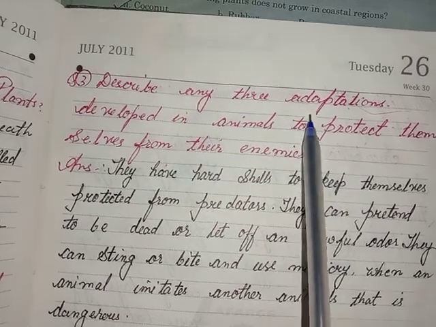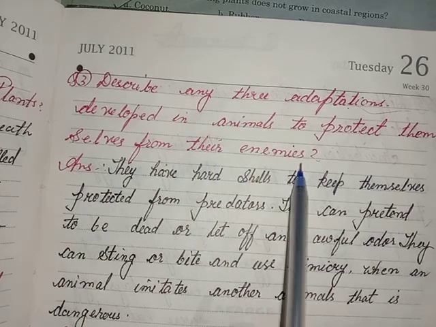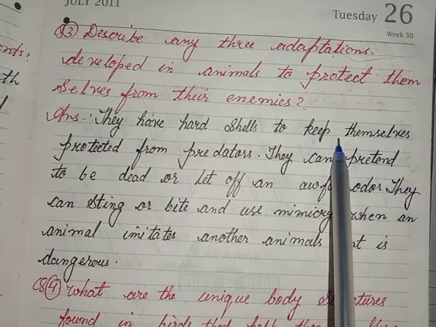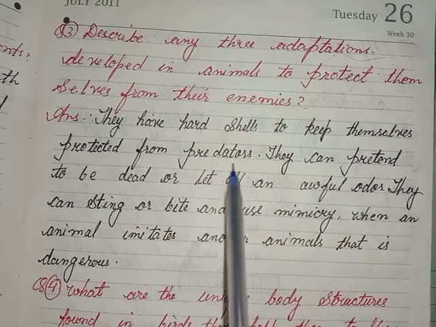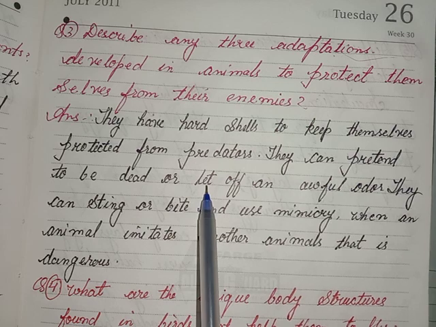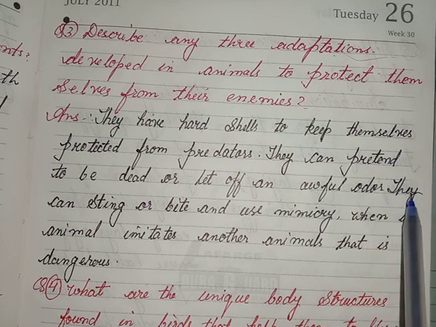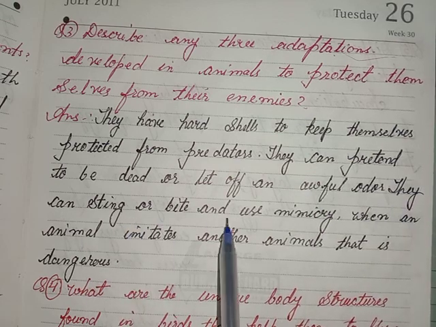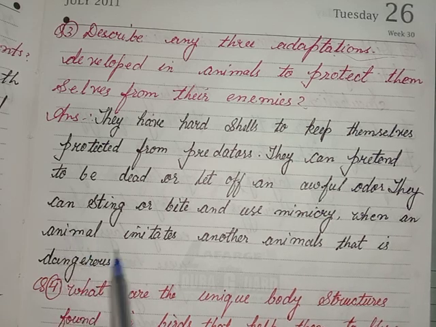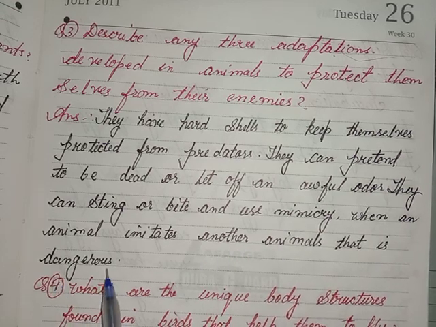Third, describe any three adaptations developed in animals to protect themselves from their enemies. Answer: They have hard shells to keep themselves protected from predators. They can pretend to be dead or let off an awful odor. They can sting or bite and use mimicry, when an animal imitates another animal that is dangerous.